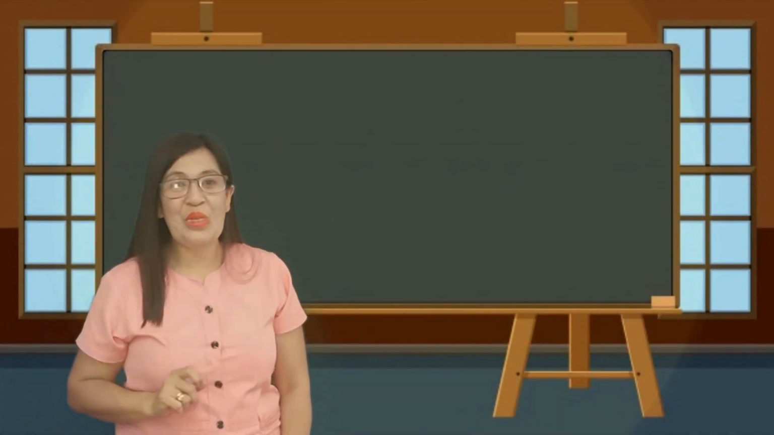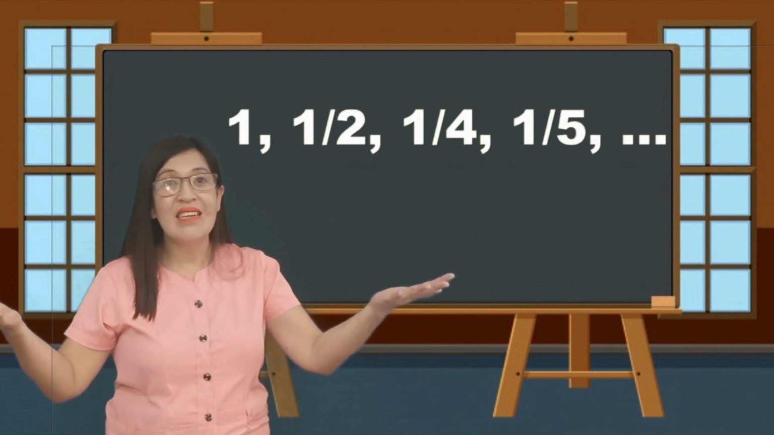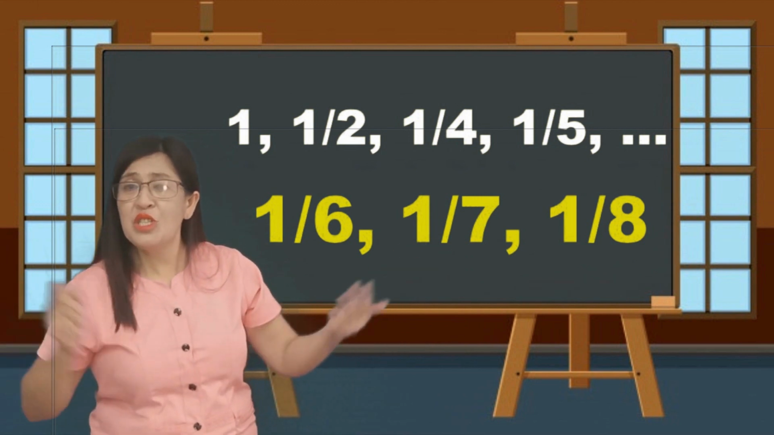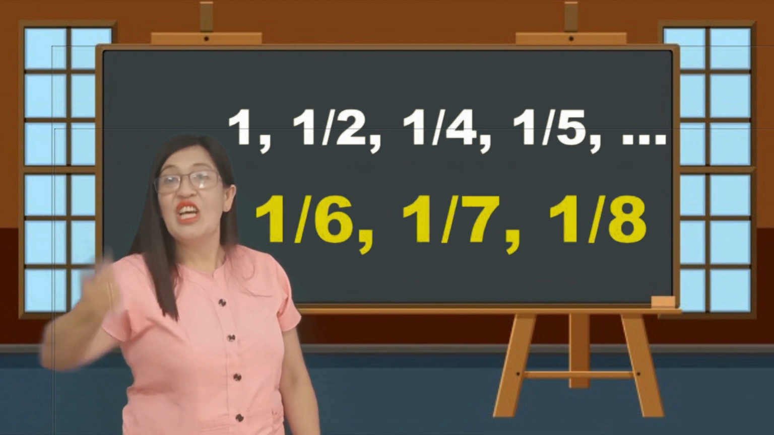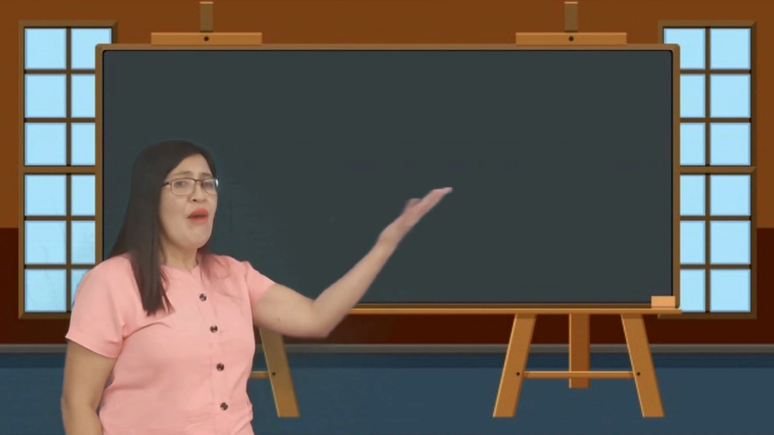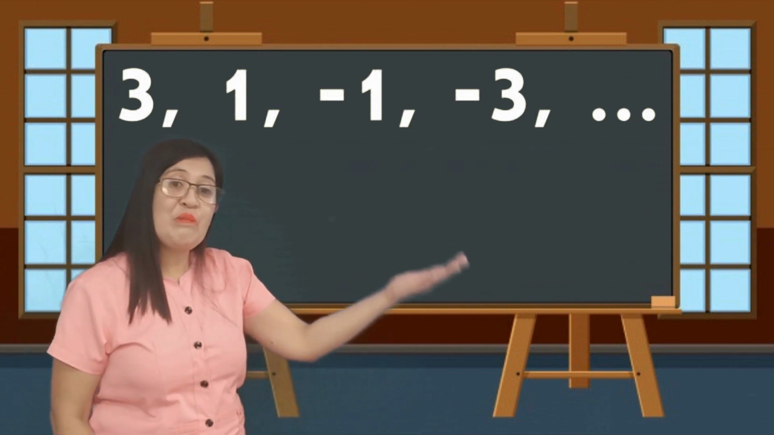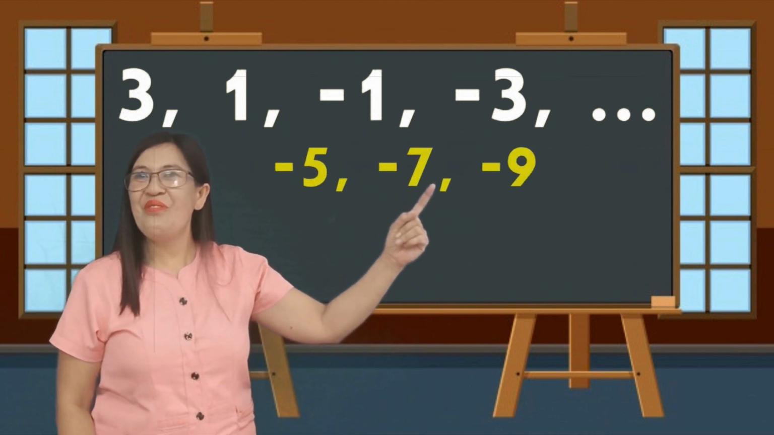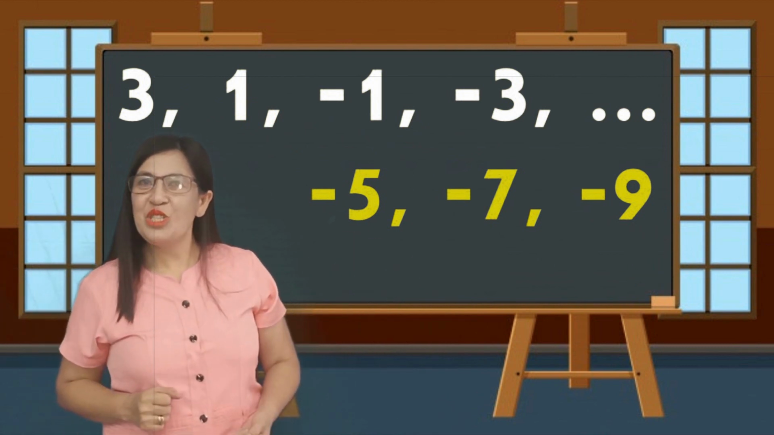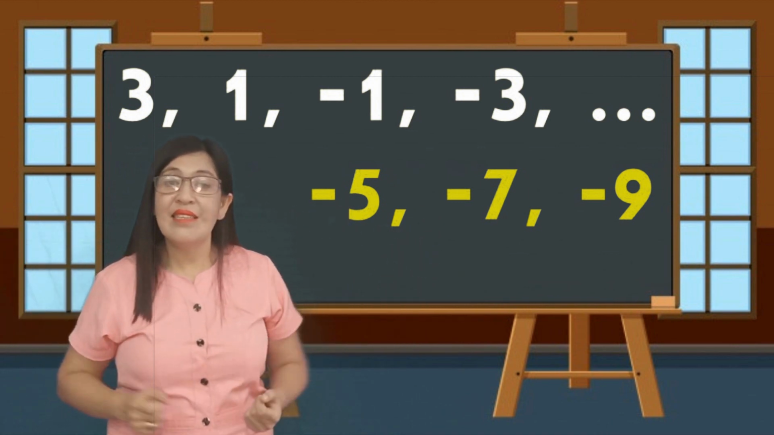Can you find out the next three terms of these sequences? The next three terms are 1/6, 1/7, and 1/8. What pattern is shown? Well done! The denominator increases by 1 consecutively. How about this one? The next three terms are -5, -7, and -9. What pattern is shown? Excellent! Add -2 to the previous term to get the next term.